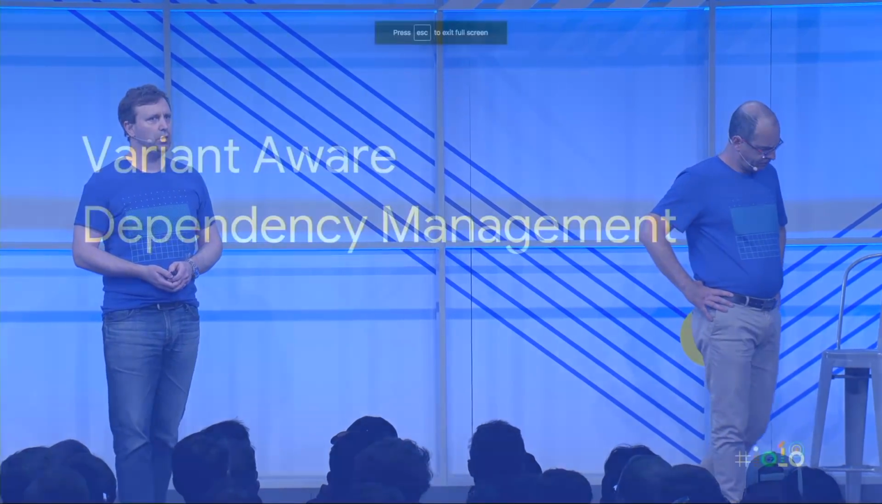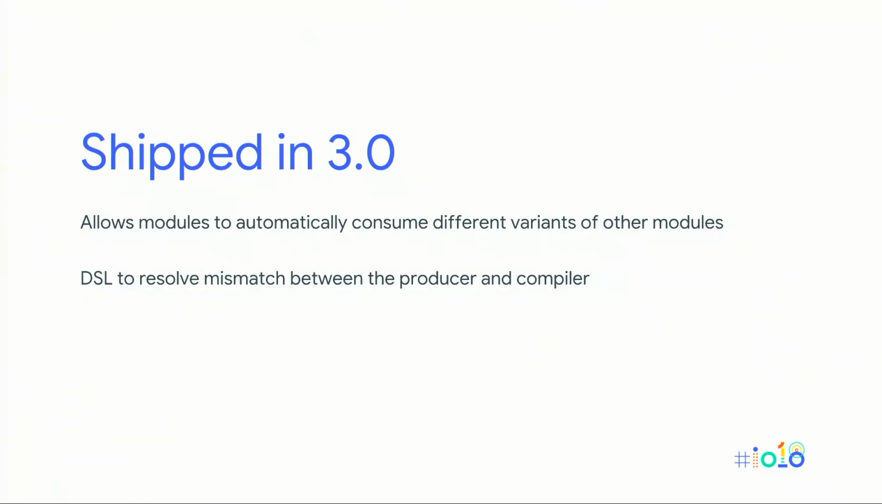So today we're going to talk about what's new in the Android build system since last year. We're going to start with variant-aware dependency management. It shipped last year in 3.0 in the fall, and the whole concept is that all the variants of a module can depend on matching variants in another module. So debug depends on debug in a library, and release depends on release. And it works well as long as you have matching variants on both sides.